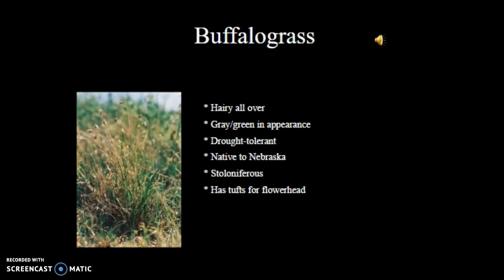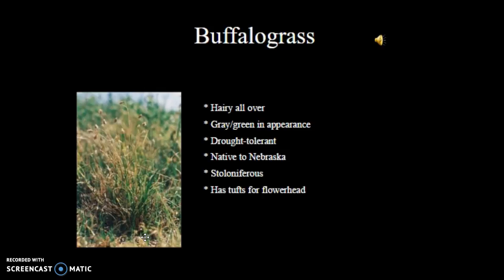The first one we're going to start off with is buffalo grass. As you can see in the picture here, this is kind of the way it grows in native pasture land. There actually is some of this growing in the sandhills of Nebraska. It is considered to be hairy all over. You'll kind of see that in pictures in a few slides here. It is kind of a lighter green to a gray color. It is more drought tolerant than a lot of the other grasses, so that is one advantage that it has. It is native to Nebraska.